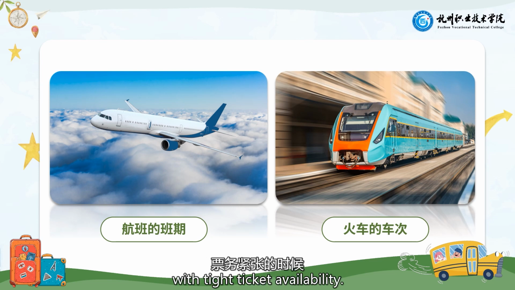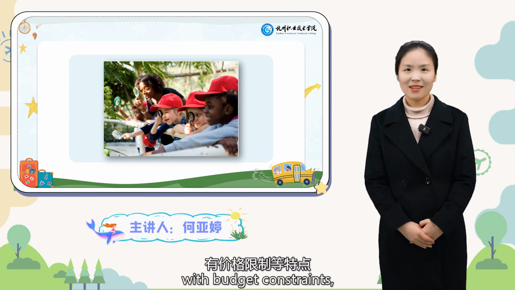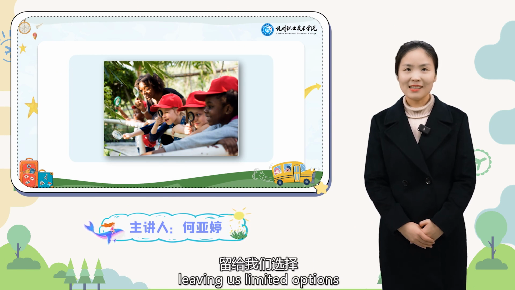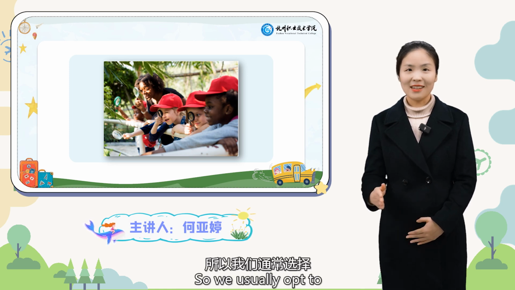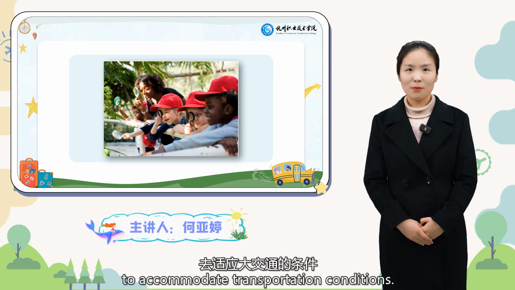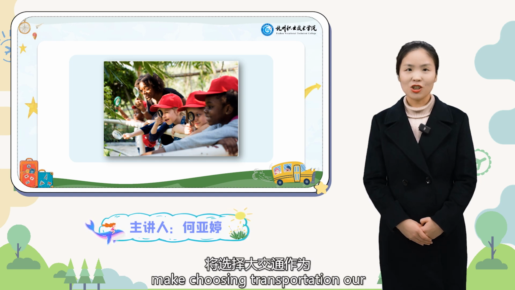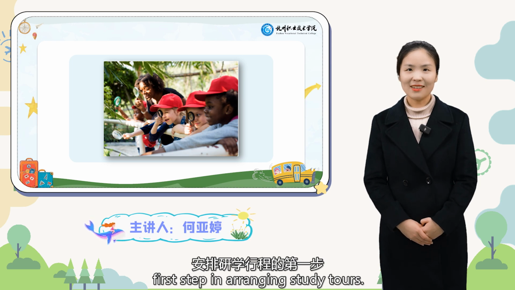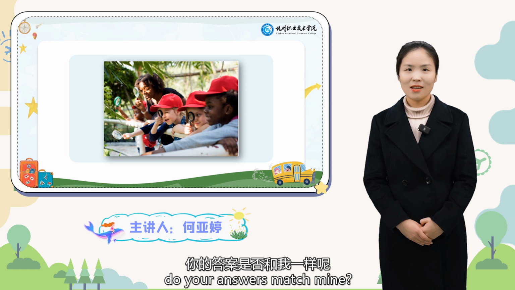We can't adjust them arbitrarily based on our needs, such as flight schedules or train departures, especially during busy periods with tight ticket availability. Study groups usually have many participants, with budget constraints, leaving us limited options for transportation. So, we usually compromise in route design to accommodate transportation conditions. That's why we typically make choosing transportation our first step in arranging study tours. Students, do your answers match mine?